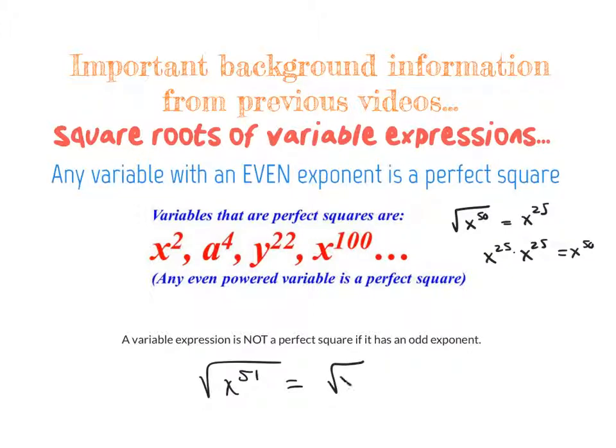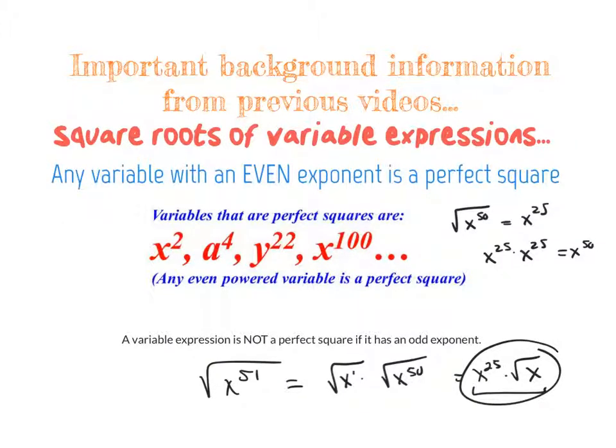So we'd have to split it into x to the first times x to the 50th, and then we would be able to evaluate one of those roots. But we know that the square root of a variable to the power of 1 is as simple as we'll get. So this is some background information when working with variables that we'll need today.